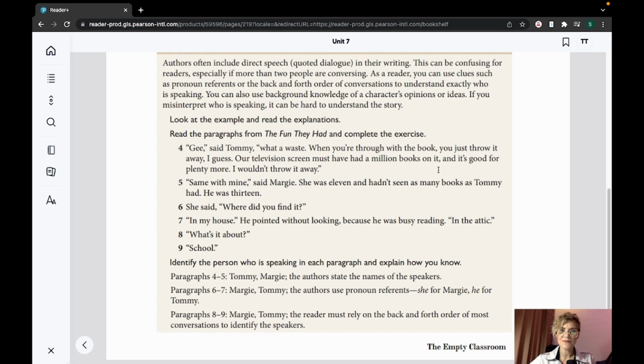Read the paragraphs from The Fun They Had and complete the exercise. So we've got number 4, 5, 6, 7, 8, and 9. Identify the person who is speaking in each paragraph and explain how you know. How do you know who is speaking? Okay, I'd like you to look at this and write it down so we can discuss that when we meet each other in school.